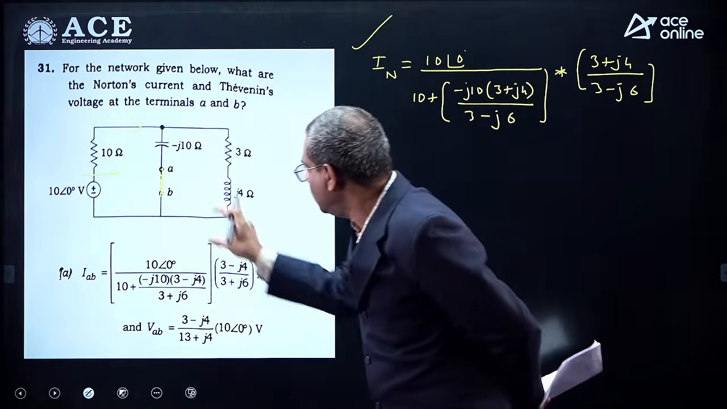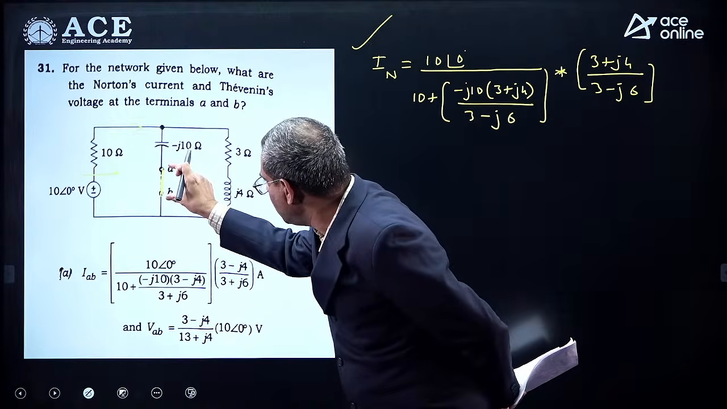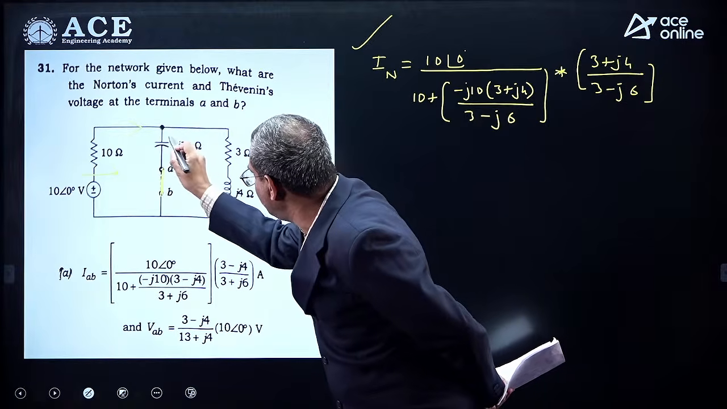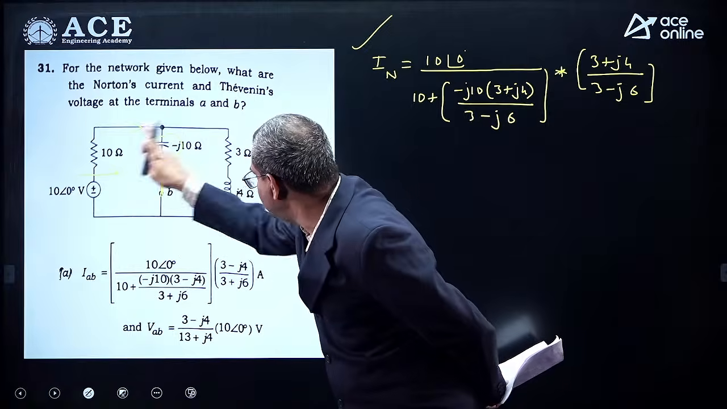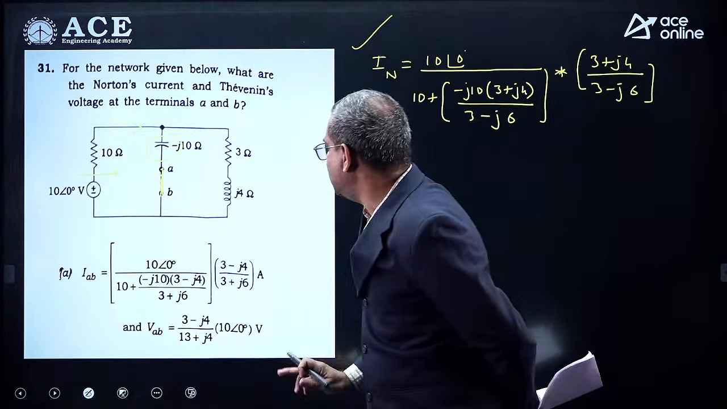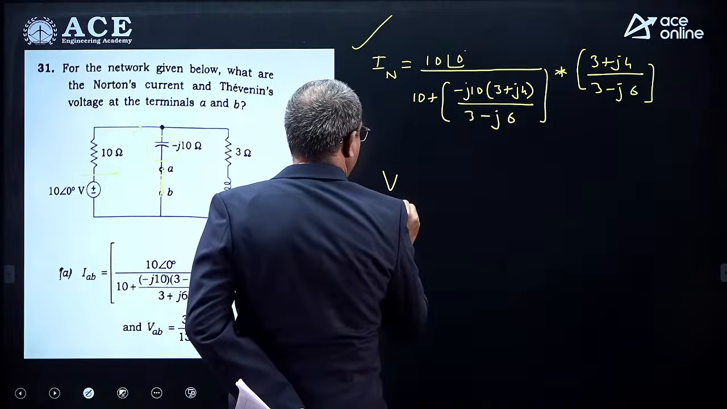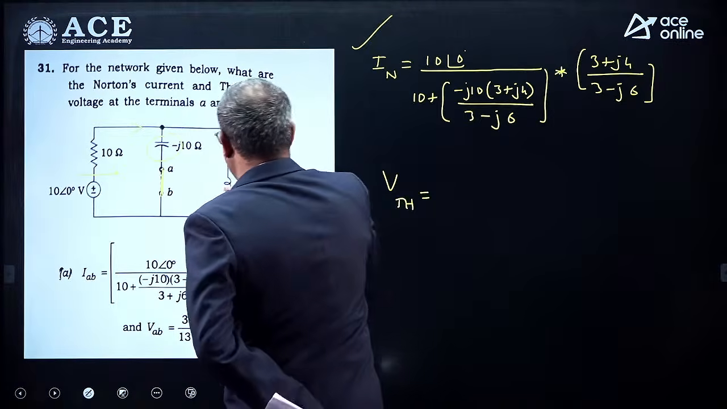Now listen, very interesting. Thevenin's voltage is the open circuit voltage. But because it is open, there is no voltage drop here. The total voltage appears here only. So it is total voltage by total impedance. The total current itself is this. Now that is nothing but Thevenin's voltage, the voltage here.